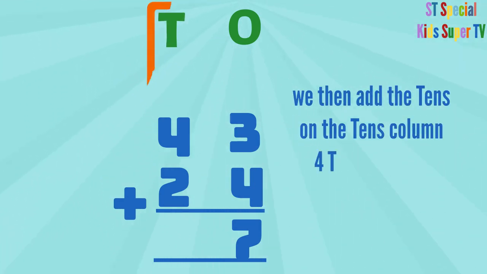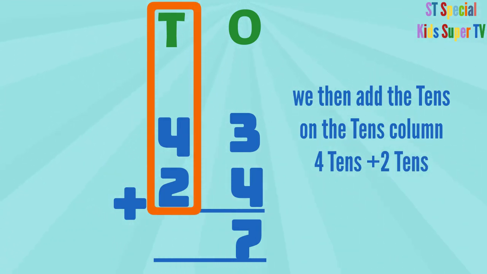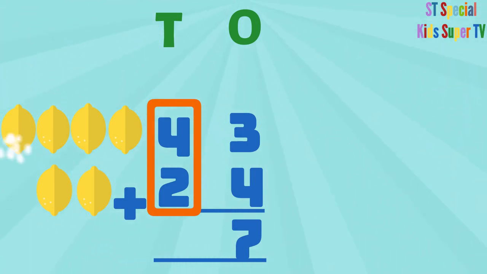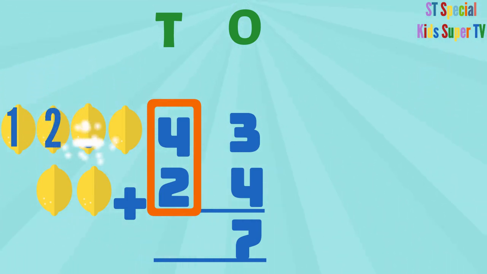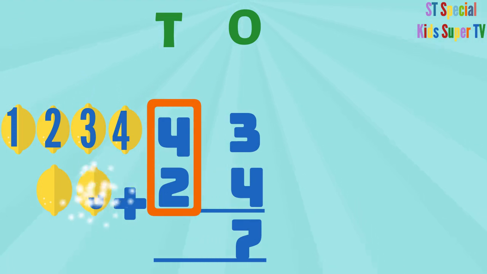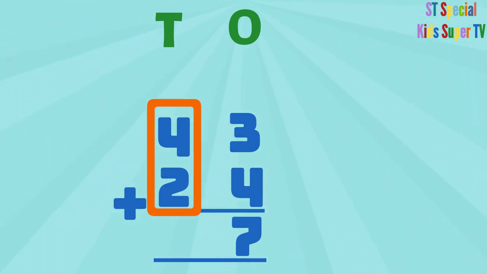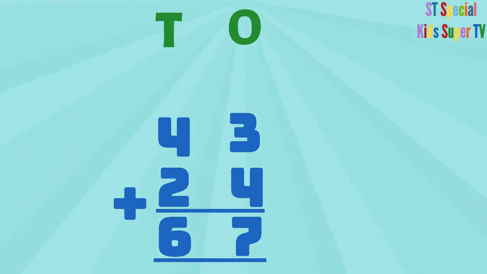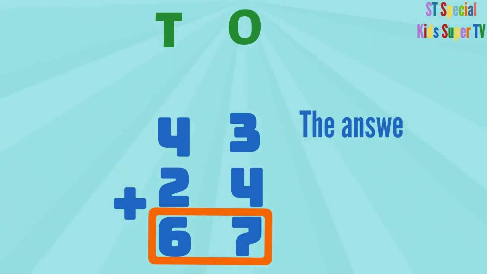We then add the tens on the tens column. 4 tens plus 2 tens. 1, 2, 3, 4 lemons plus 1, 2 lemons equals 1, 2, 3, 4, 5, 6 lemons. That means 4 tens plus 2 tens equals 6 tens. Therefore, 43 plus 24 equals 67.